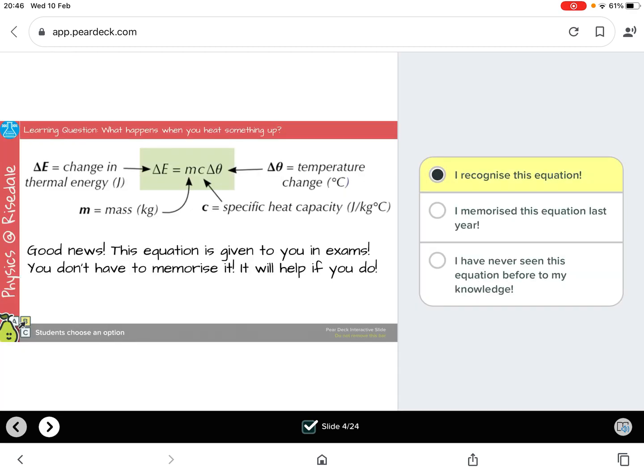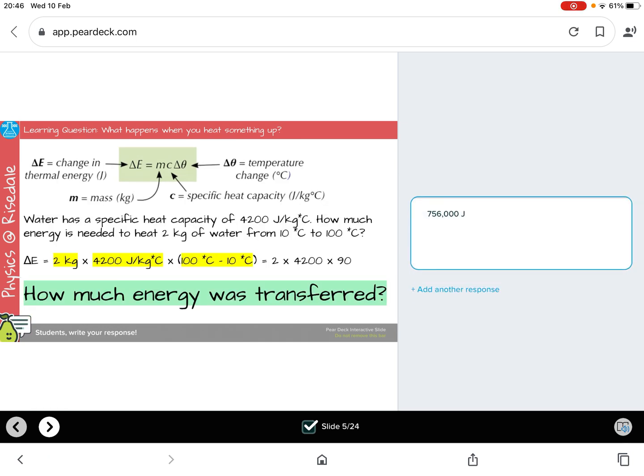This slide showed you the equation to work out how much energy needs to be transferred to heat up a substance. And it was a 42% to 58% split, with most of you feeling like you had not worked with this equation before. Luckily, this is one of the equations that is given on the formula sheet in exams, so you do not have to memorize it. You only have to be able to recognize it and use it. So to help with the practice of this equation, I walked you through an example with the formula to show you how you could use the equation.